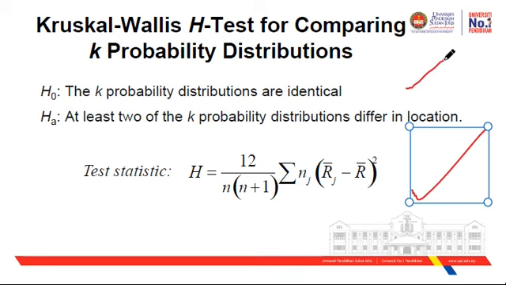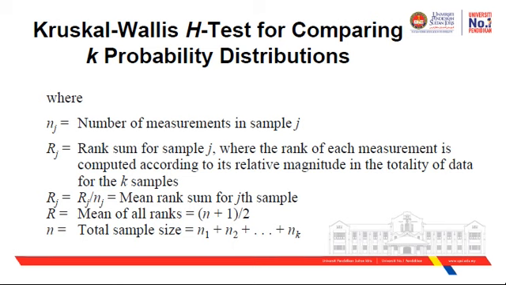This is the hypothesis. As usual, we have 5 steps. You have the hypothesis, and your alpha depends on the question given, then you have your test statistic, and then your critical value from the chi-square table. Let's look at the next slide.